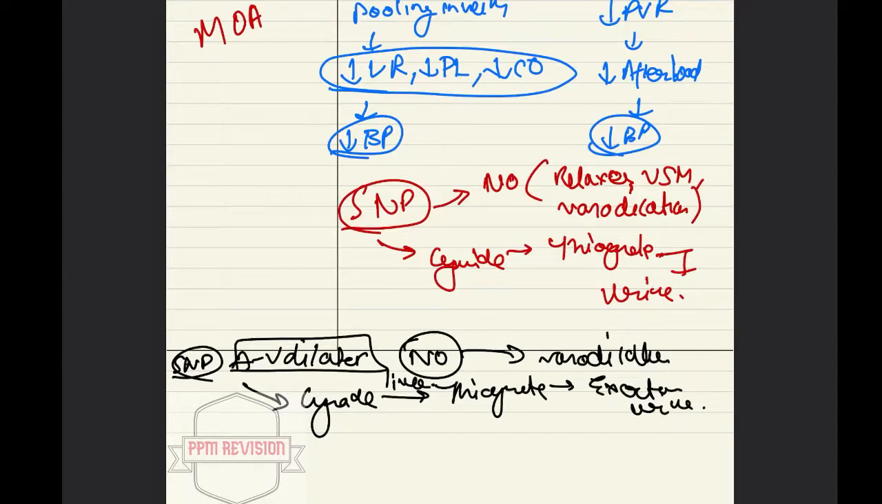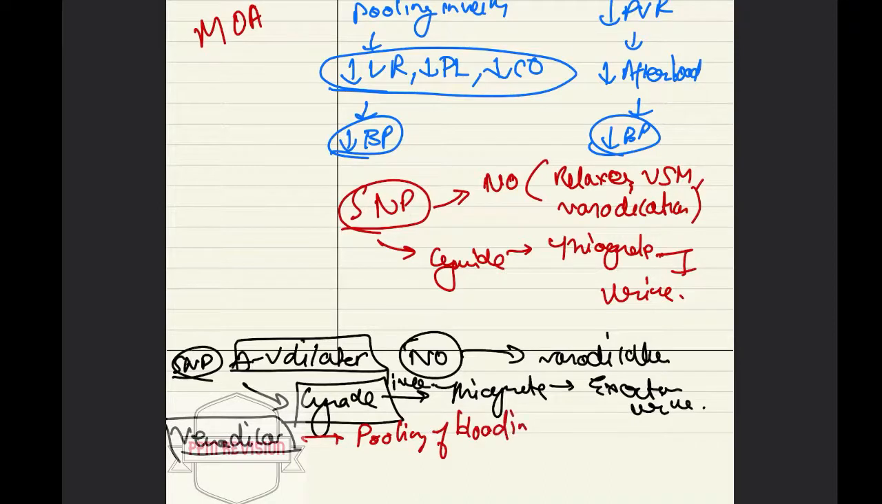This is another point. And looking at the mechanism exactly, as a venodilator, the pooling of blood takes place in the veins, and the venous return is reduced, and ultimately there is a decrease in BP.